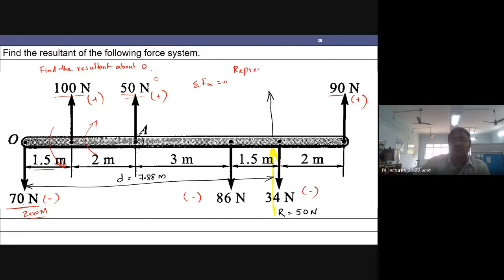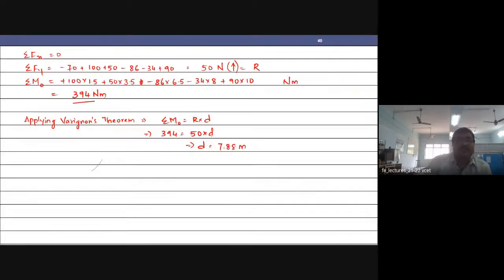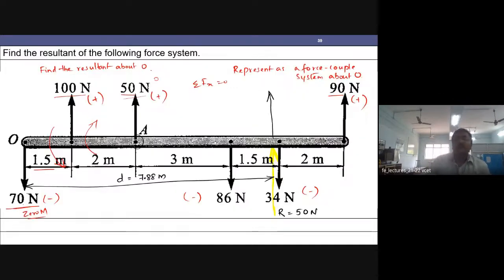the system as a force couple system about O. Then what will I do? I already found out my resultant. I already found out the moment about O. I have found the force and the moment. What will I do? Use your imagination. I have to represent this entire system as a force couple system about O. What do I have to do?